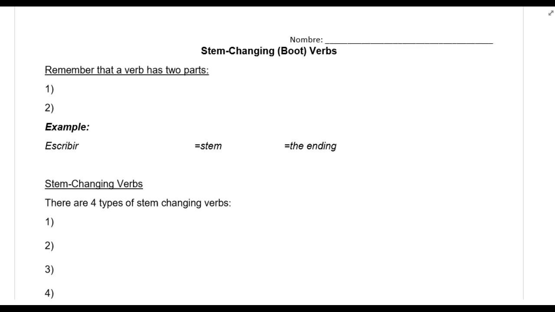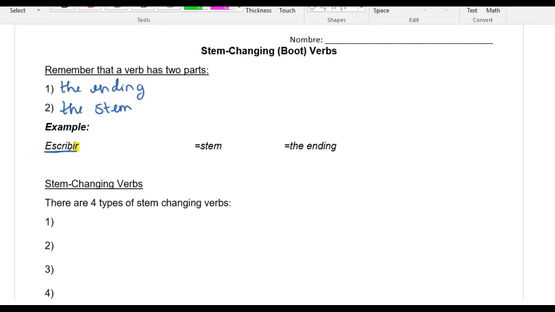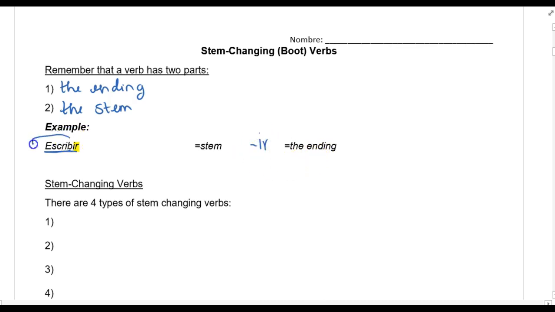So the verb has two different parts. The first part is known as the ending, and the second part is known as the stem. Okay? So if we have the word escribir, for example, and we look at the last two letters, the IR would be the ending. Again, the IR is known as the ending, and whatever is left other than the IR is going to be your stem.